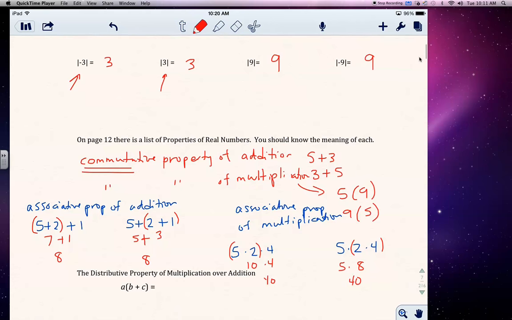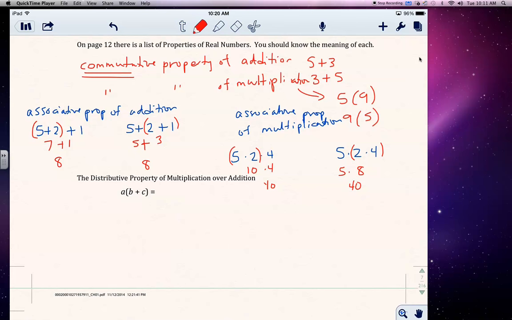Now, this does not work in subtraction or division. If you try it, you'll get different answers when you change the grouping. Again, I'm not going to emphasize knowing the names of these properties. Just know that they work for addition and multiplication.